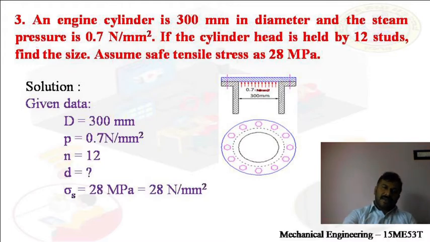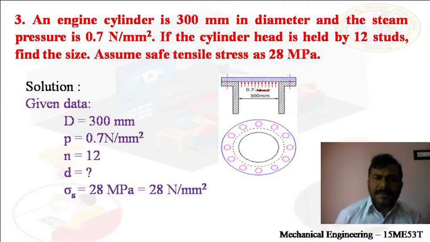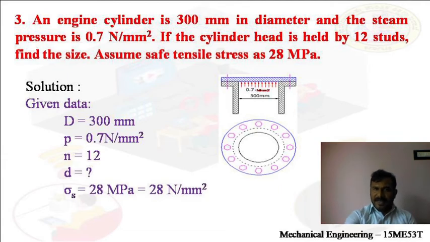Here, he has given the cylinder cover and the studs used in the cylinder and cylinder cover. Here the diameter of the cylinder is 300 mm and the steam pressure acting inside the cylinder is 0.7 Newton per mm square, and the number of studs used here is 12 studs for securing the cylinder cover in its place. Here also we have to calculate the size of the bolt, that means finding the nominal diameter of the bolt.